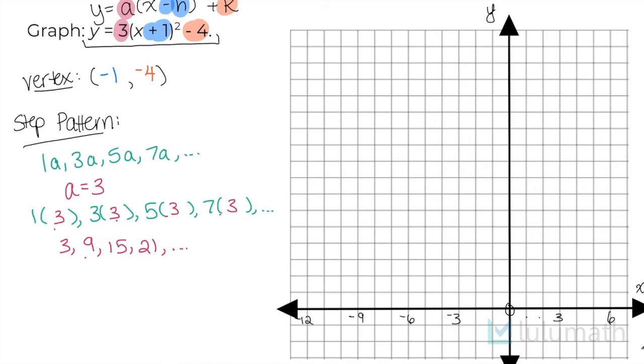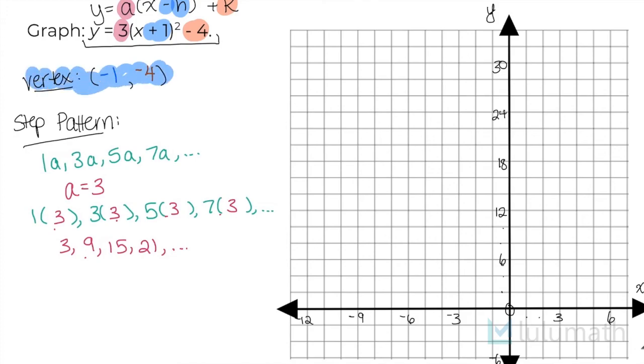However, on my y-axis, I need to have enough space to show this parabola that, again, is quite stretched vertically. So I'm going to go by 2s instead of going by 1s. So this will be 2, this will be 4, this will be 6, 8, 10, 12, and so forth. So let's go ahead and graph out our vertex.